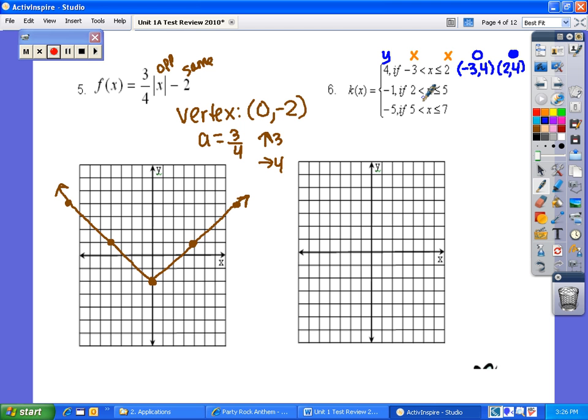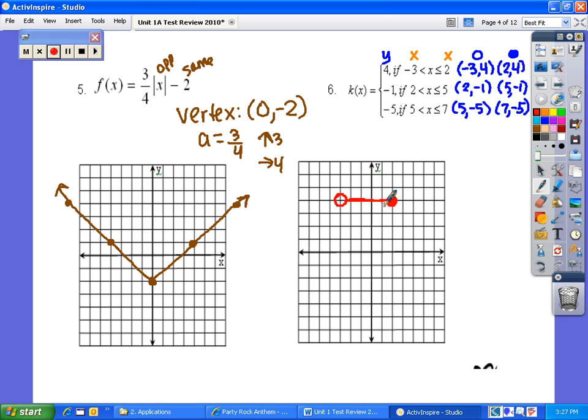So now the next thing we're going to plot would be 2, -1 and 5, -1. Then the next one will be 5, -5 and 7, -5. Alright, so now all we're going to do is just connect. We're going to wind up making horizontal lines. So you go to -3 and 4 and make an open circle. Then go to 2, 4, make a closed circle, and connect your dots.